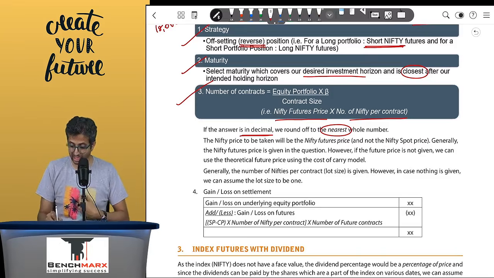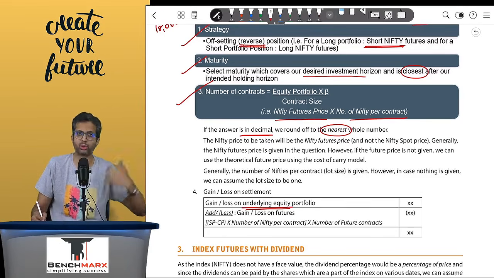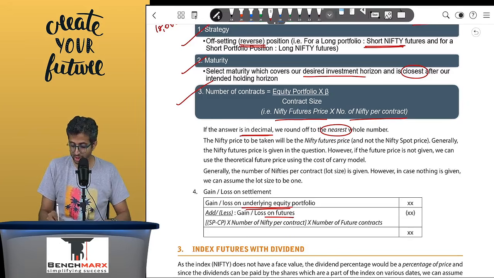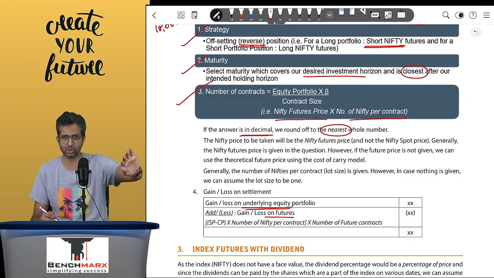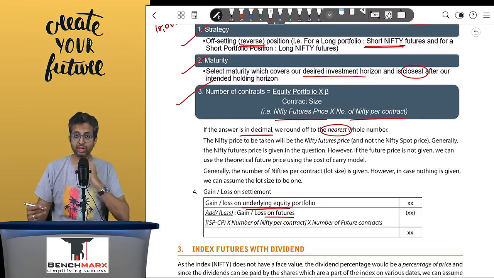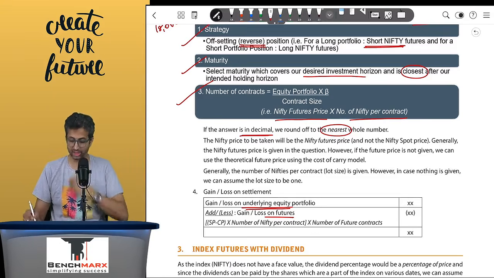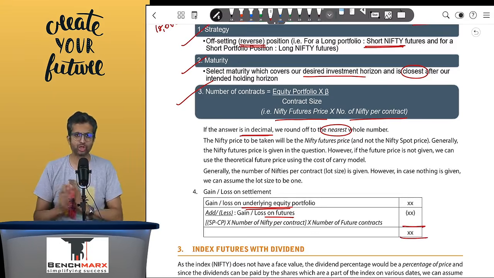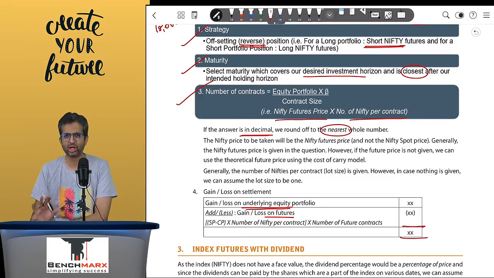Now, at settlement, if you want to find the gain or loss, as we saw, the loss on our underlying portfolio was 100 lakhs into 20%, that is a 20 lakh loss. And the gain or loss on futures will be the selling price, 20,000 at which you sold, minus 18,000 at which you buy, into the number of Nifty units per contract into the number of contracts, and that will give you the ultimate gain. Okay, so this is regarding index futures hedging.